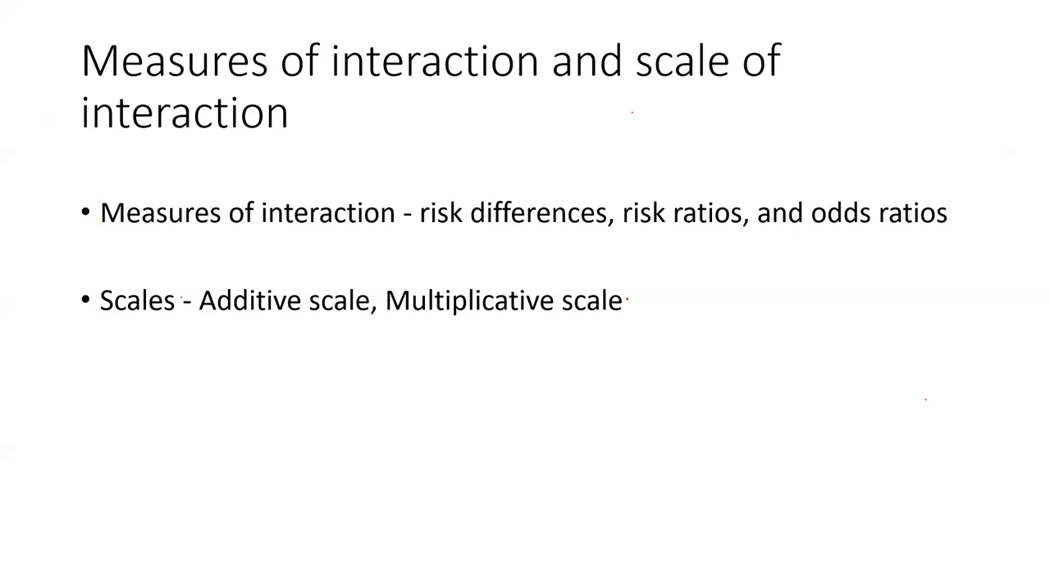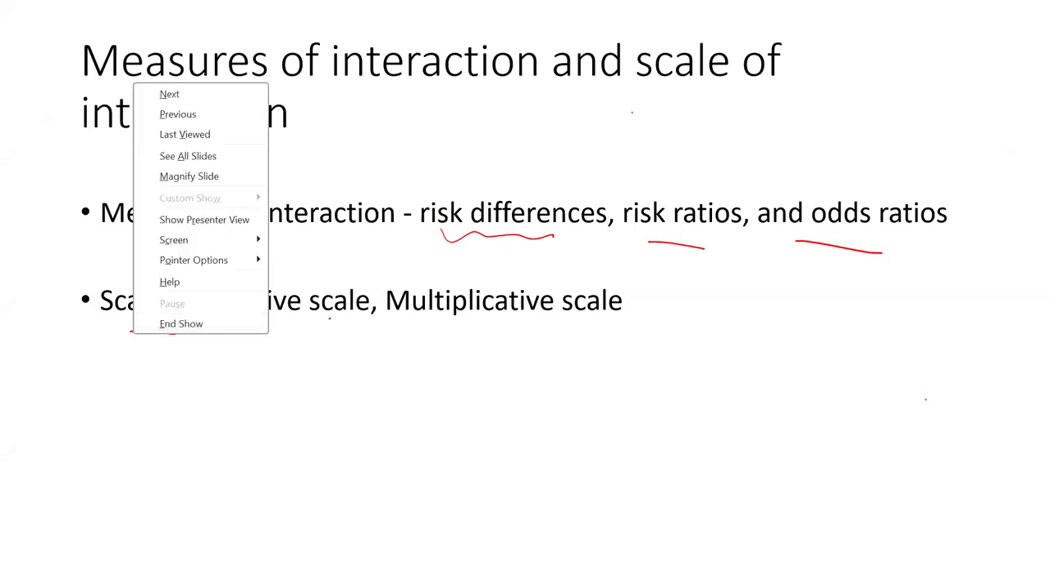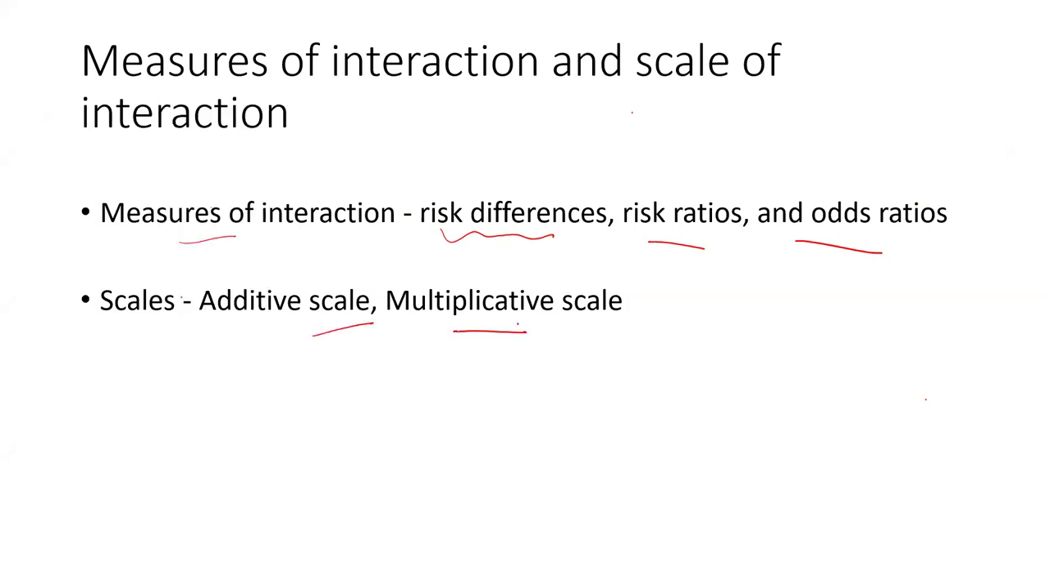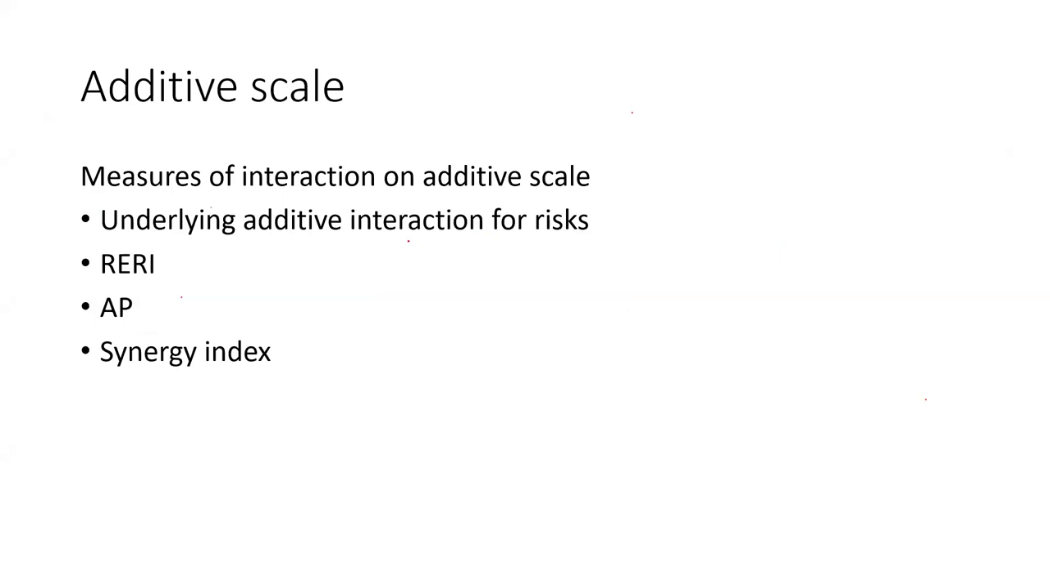is interaction. So when you are looking at measures of interaction, the measures can be in terms of risk difference, risk ratios or odds ratios, and you can measure the interaction, as I told you, on two scales, the additive scale and the multiplicative scale.